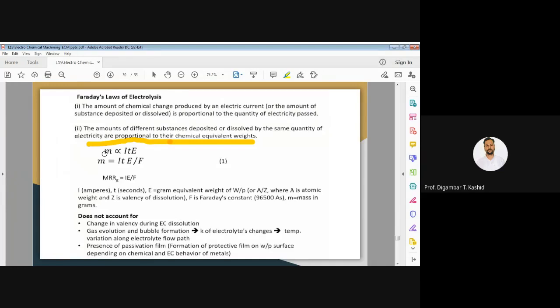By simplification you get the formula that the material removal rate, MRR, can be calculated using IE divided by F. I means the current in amperes, E is the gram equivalent weight of the workpiece, and F stands for Faraday's constant, whose value is 96,500. This law does not account for the change in valency during electrochemical dissolution, or for gas evolution and bubble formation, which may change the value for the electrolyte, and the presence of a passivating film. So these are some basics that we should know.